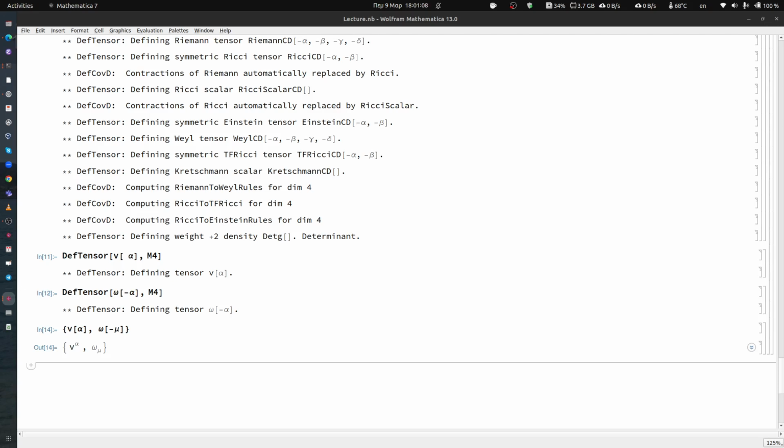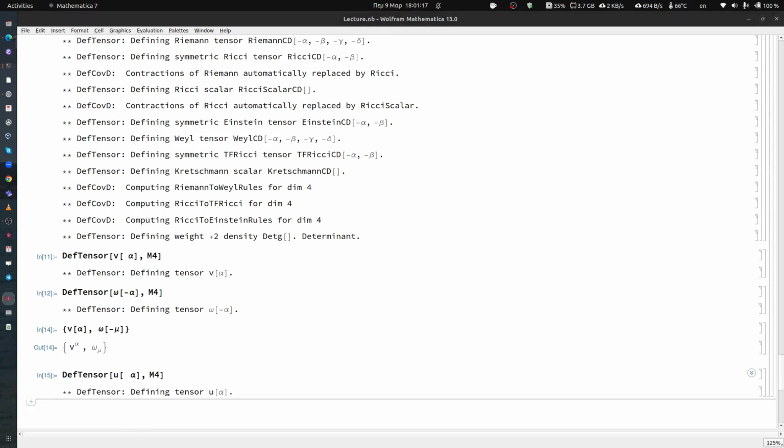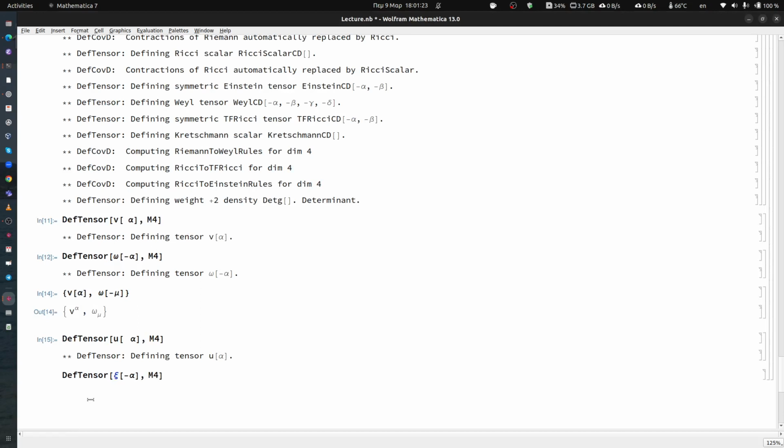So let's define some more tensors to use later. So that is another vector called u, and that is another one-form, xi.